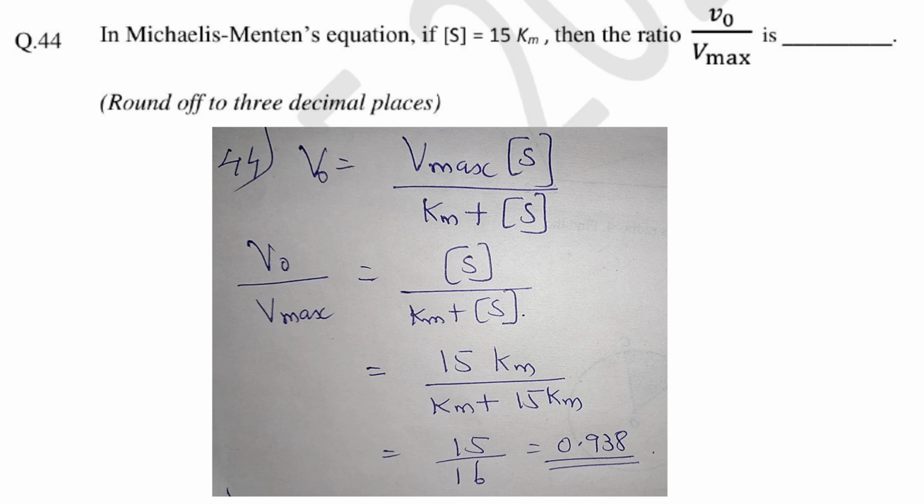Then next one. In the Michaelis-Menten equation, concentration of S is equal to 15 Km. The ratio of V0 by Vmax is. So V0 is equal to Vmax concentration of S by Km plus concentration of S, which is the Michaelis-Menten equation. They have given concentration of S is equal to 15 Km. So substitute 15 Km. I have rearranged the equation: V0 by Vmax is equal to concentration of S by Km plus concentration of S. So in place of concentration of S, write 15 Km and then you will get the answer as 0.938.